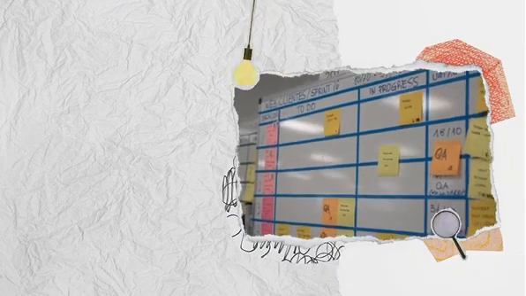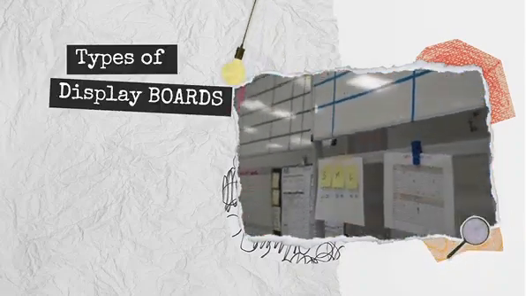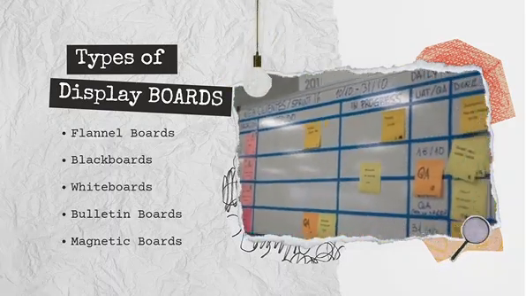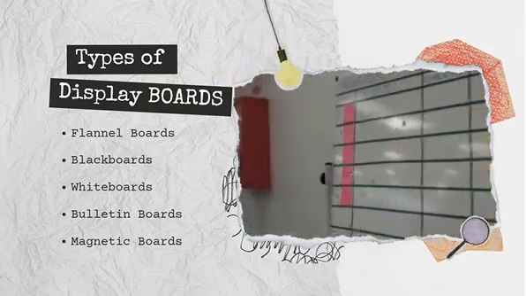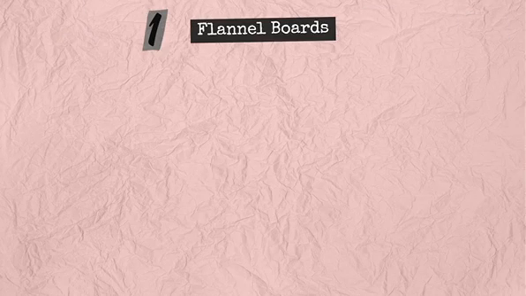Let's see what the different types of display boards are that we are going to discuss in this video. We are going to focus on flannel boards, blackboards, whiteboards, bulletin boards, and magnetic boards. Let's move on. The first one is flannel boards. Flannel boards are teaching aids which are covered with a flannel fabric.